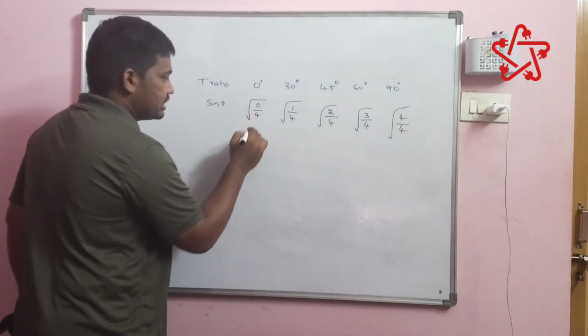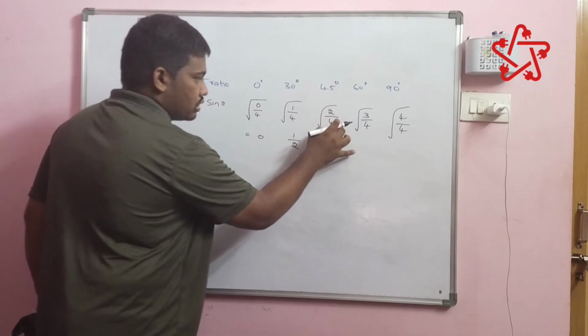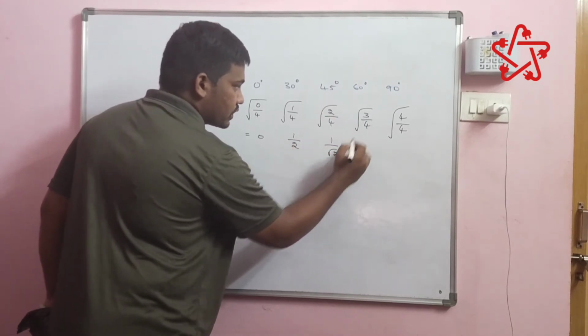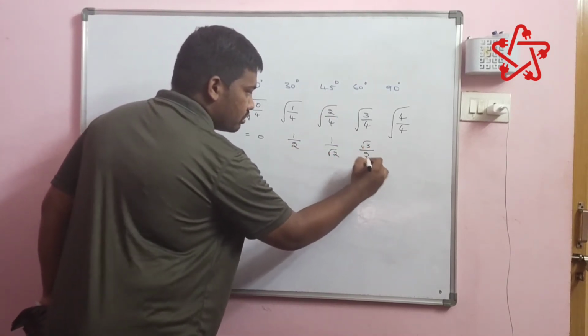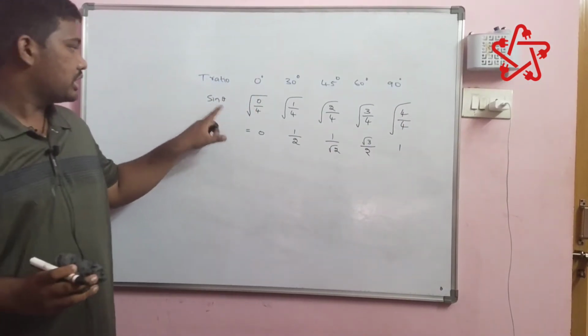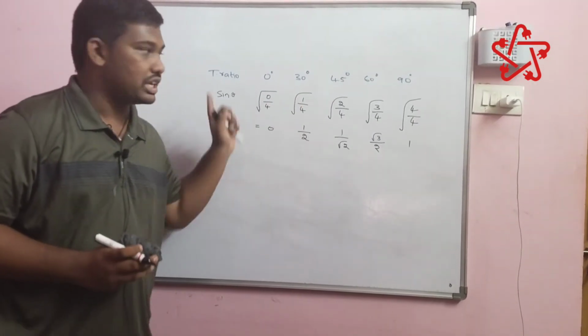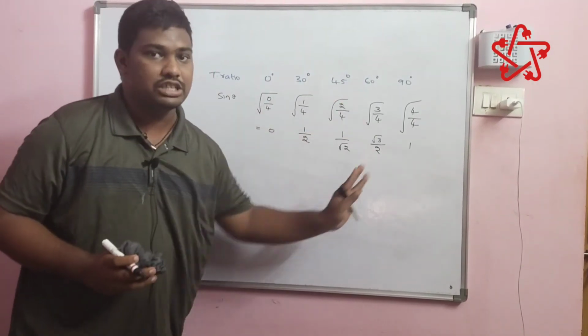If you simplify this, this will be 0. Root 1 by 4 is 1 by 2. It is 1 by root 2. It is root 3 by 2. And the last one, 4 by 4, is 1. So we got the values: sin 0 is 0, sin 30 is 1 by 2, sin 45 is 1 by root 2, sin 60 is root 3 by 2 and sin 90 is 1.